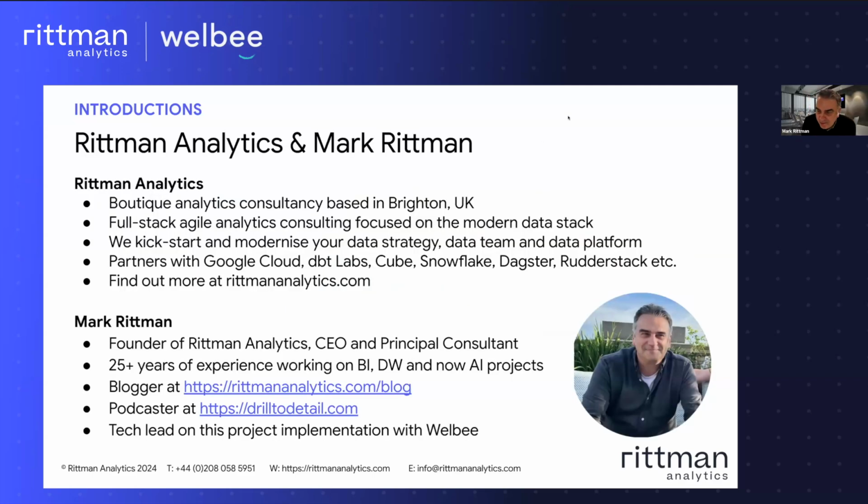Thanks, Joy. Just a quick one from me, just to introduce the company and myself. So Rittman Analytics, we're a Google Cloud specialized partner, a BI and data warehousing partner, based down in Brighton in the UK. And we basically work with Google and other technologies and customers who are typically digital first, scale up and startup customers, to get the most out of their BI and data warehousing technology. So we partner with Google, DBT Labs, Cube, Snowflake, and so on. And you can find out more about us on our website, rittmananalytics.com.